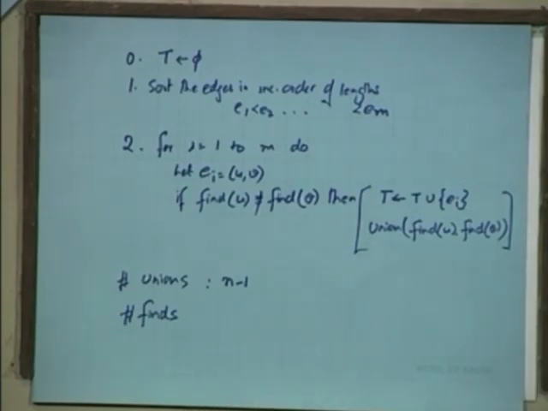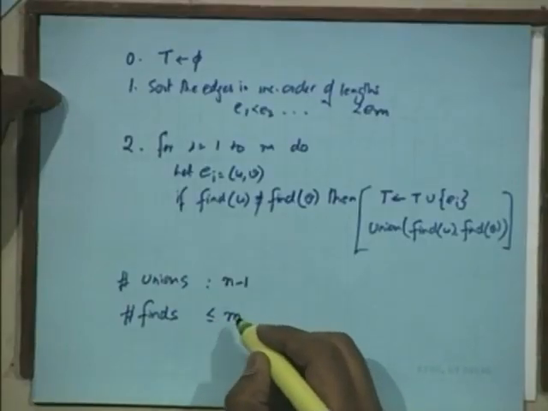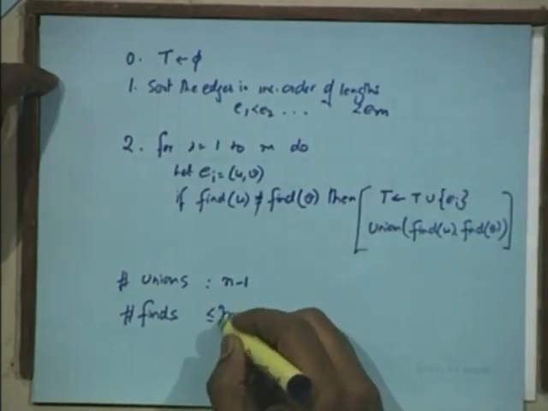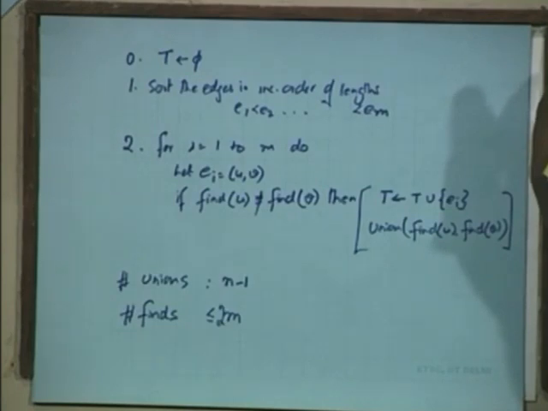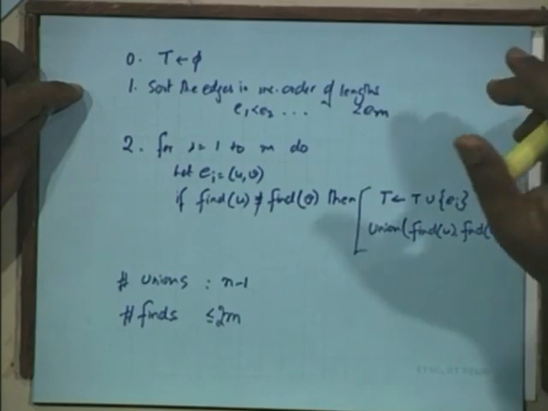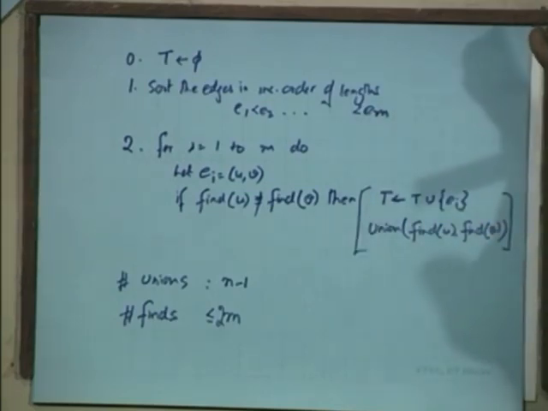How many finds will I have? For every edge I consider, I have to do 2 finds. In the worst case, how many edges will I consider? All the m edges, no more. So, number of finds is less than or equal to 2m. I have said for i equals 1 to m, but you can always break out of this for loop the moment you form a tree. So, you will keep it less than or equal to 2m.